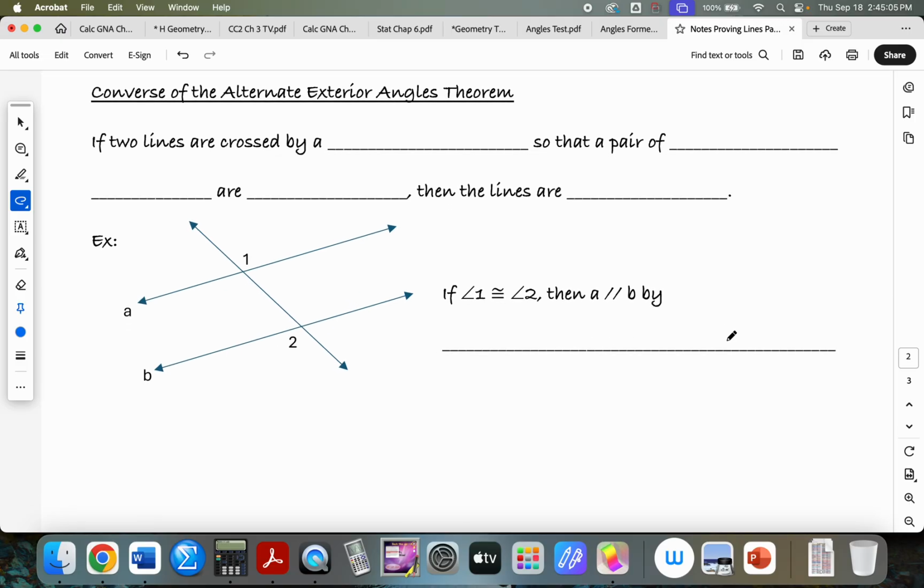Okay, we can also do this with alternate exterior angles. Again, you have to have two lines that are crossed by a transversal, so that a pair of alternate exterior angles are, what's the relationship supposed to be for alternate exteriors? Congruent. Then the lines are parallel.